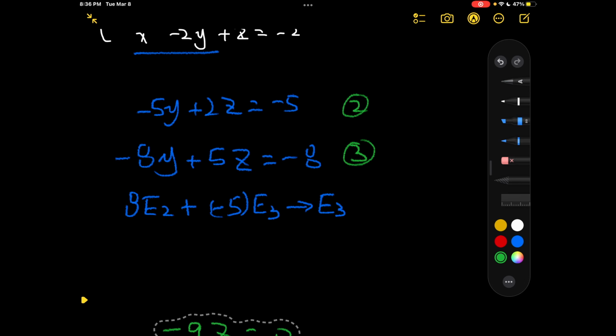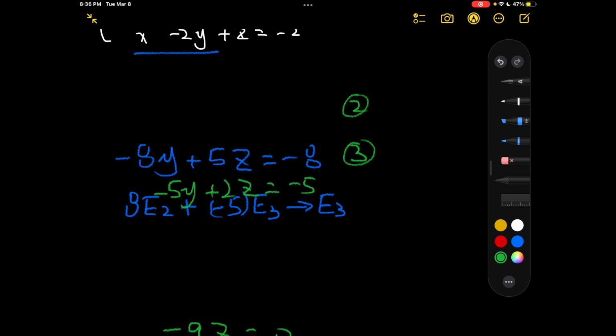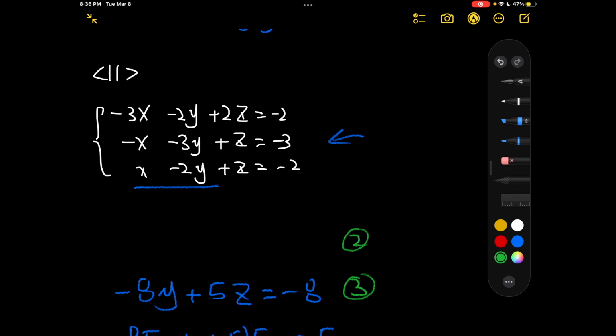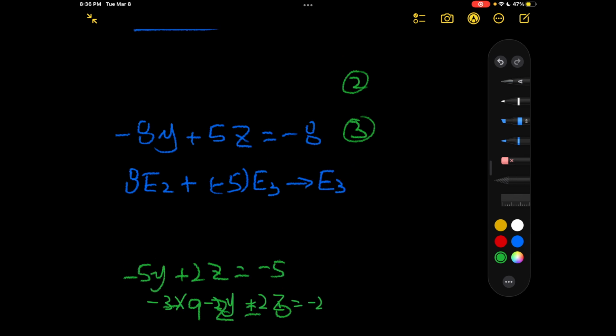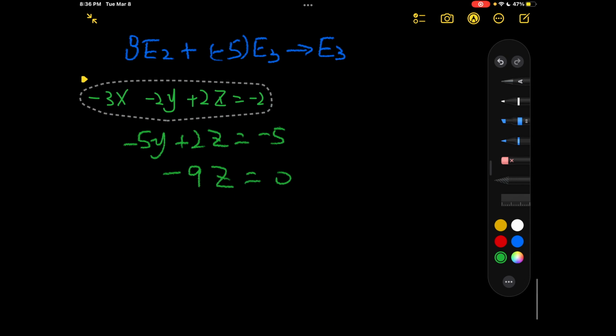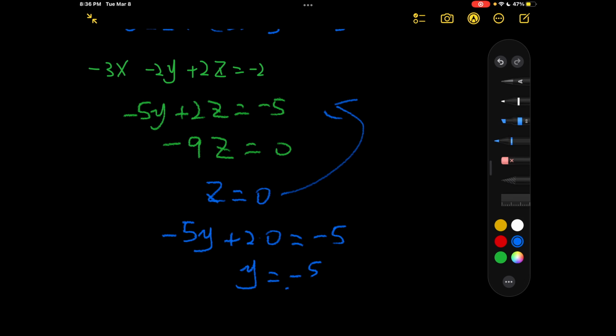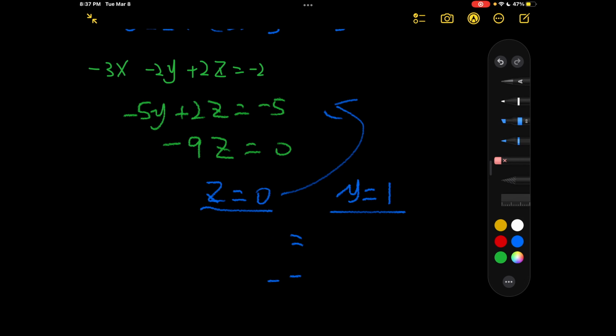And our 2, and our 1. Back substitution. Okay, let's do back substitution. z equals 0. Substitute into 2: -5y plus 2 times 0 equals -5. y equals -5 divided by -5, which is 1. So we get y equals 1. And substitute those two into equation 1, we can get x.